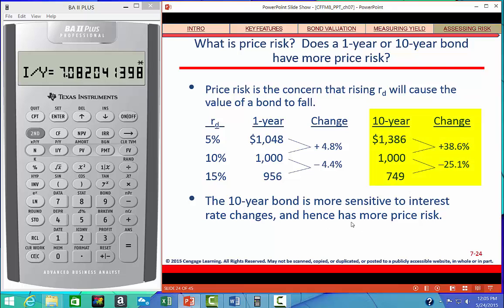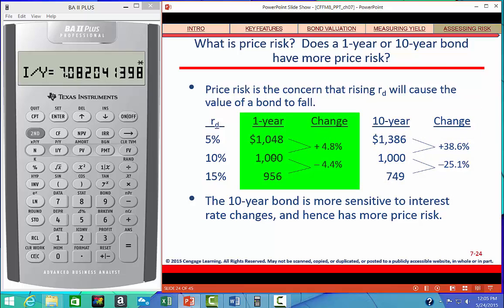So you can see the 10-year bond has more price risk, or interest rate risk, and that just means that the percentage change in the price of the bond is much more volatile for a longer-term bond than it is for a short-term bond.